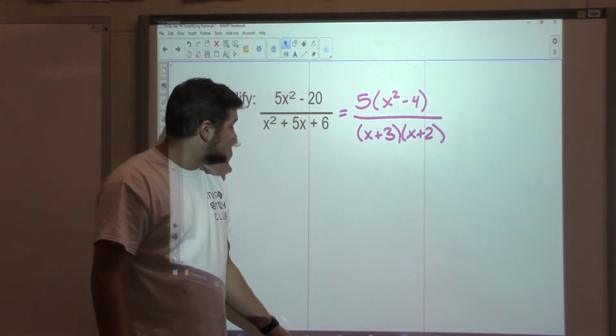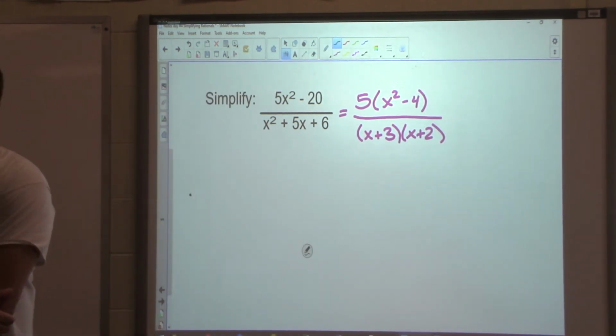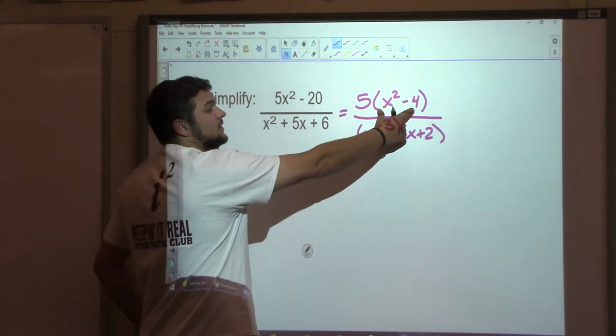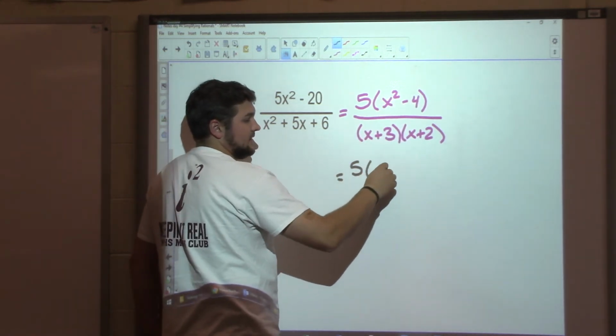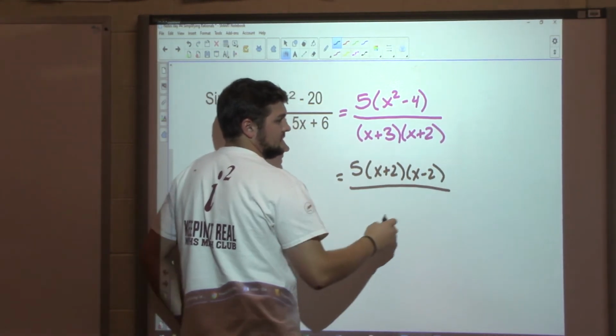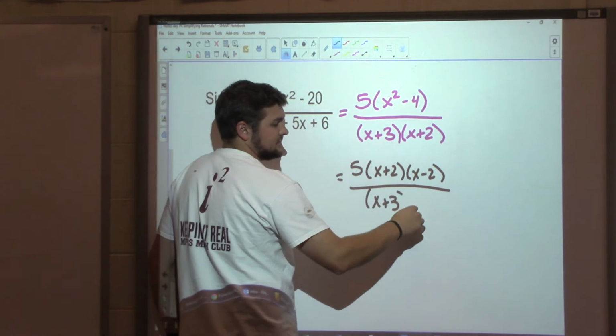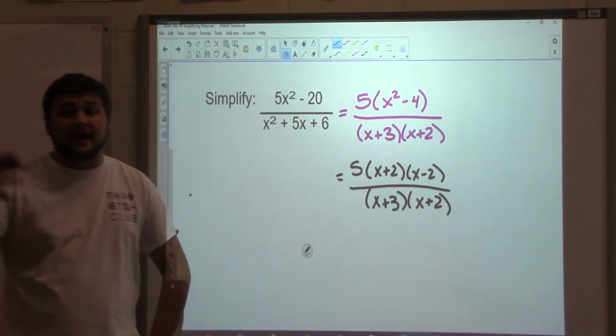Does that help us at all? No, not yet at least. Can I factor one of them more? Yeah, I can factor the top one more, right? This is a difference of perfect squares again. X squared minus 4. So it becomes 5 times x plus 2, x minus 2, over x plus 3, x plus 2. Now it helped us.